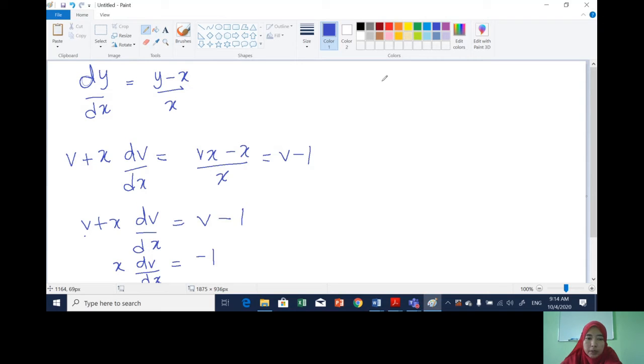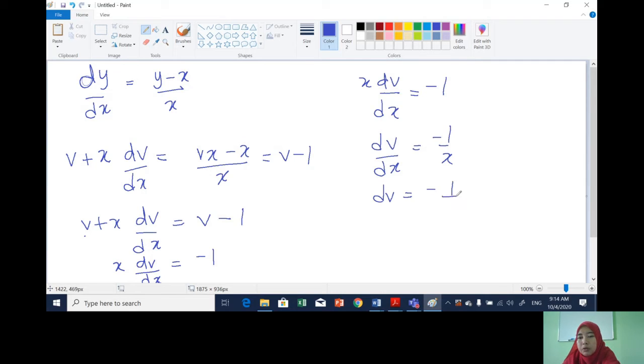So we have x dv over dx equal to negative 1, so dv over dx is negative 1 over x. So dv is negative 1 over x dx. Then we integrate both sides. Integrating dv gives v. Integrating 1 over x gives negative ln x. You can refer to this in your formula list. Then don't forget to change back.